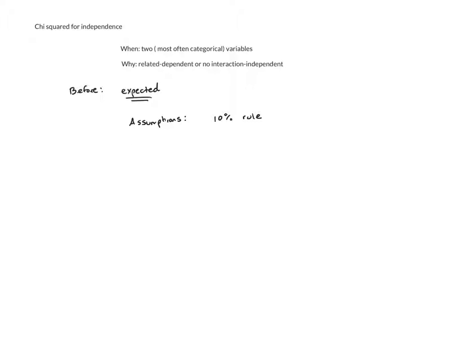Another assumption we have, where this limits how big it is, is a restriction on how small it can be. That is, we need our expected count to be at least 5. Now, there's a little bit of a caveat to this, and that is it's okay for maybe 1 or 2 of our expected counts to be under 5. At most, 20% can be under 5.